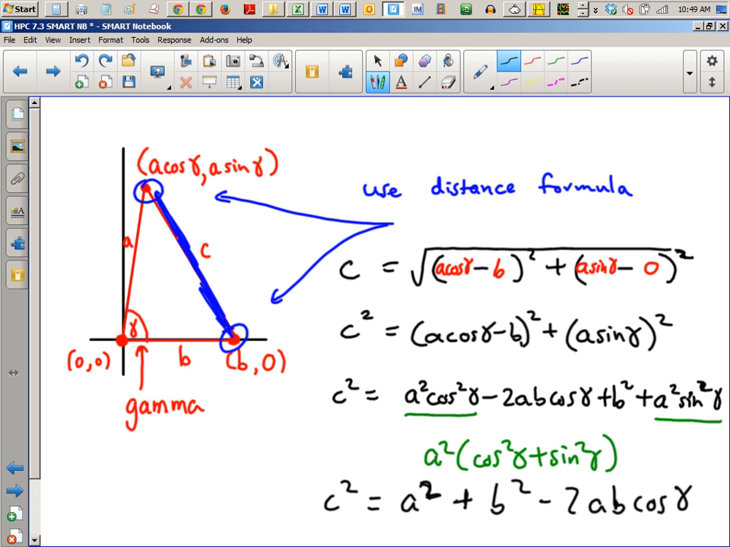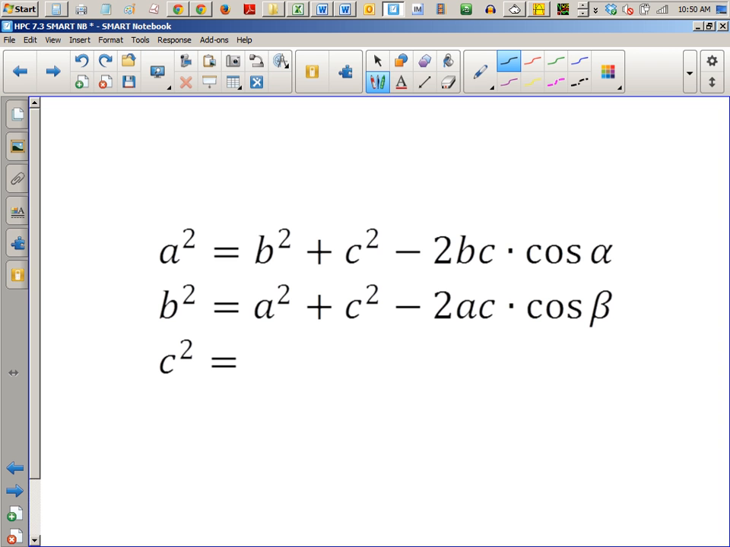Okay, there are 3 ways to write this. Notice I put angle gamma at the origin. I could have put angle alpha at the origin, or I could have rotated the triangle and stuck it that way, or beta. So there are actually 3 ways to write the law, and they look like this. The first one is a squared equals b squared plus c squared minus 2bc cos alpha. The second one is b squared equals a squared plus c squared minus 2ac cos beta.